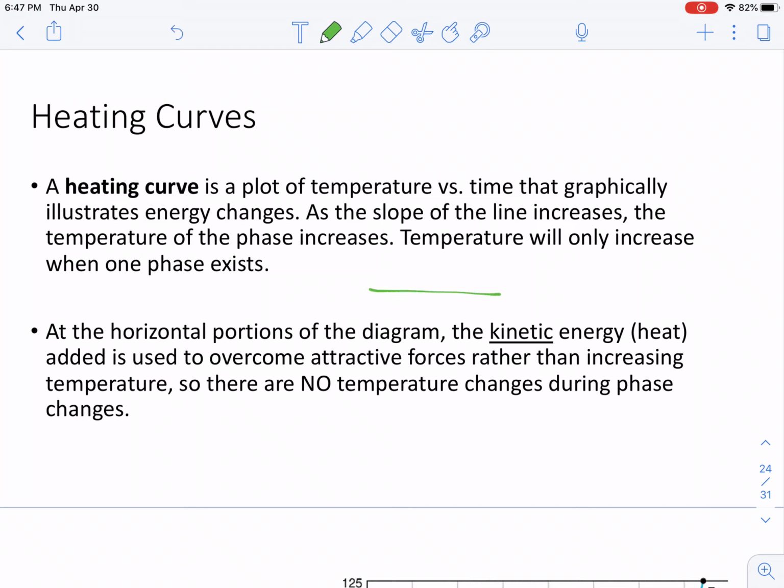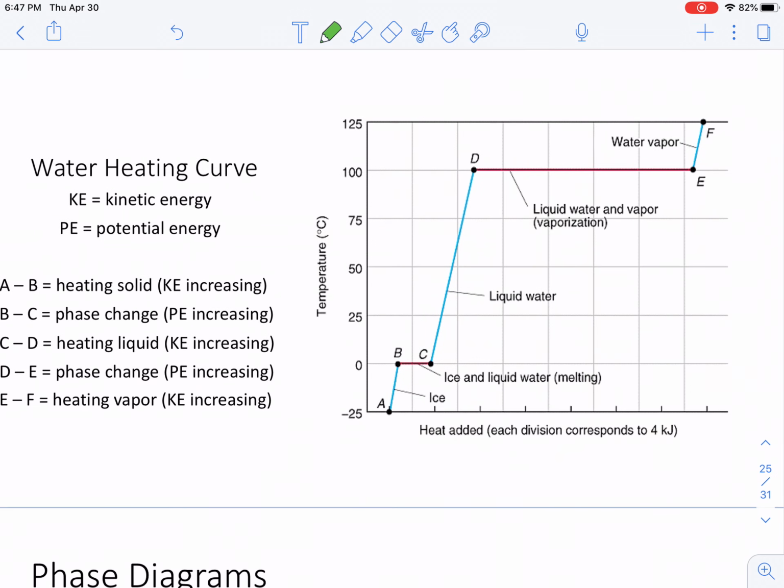On a horizontal line, the energy that you're adding, and it's kinetic energy, that kinetic energy is being used to change phase. So let's see what I mean. Here is an example heating curve. And it's worth, if you want, just pausing the video for a second to really take in what is happening here, because there's some cool stuff going on.